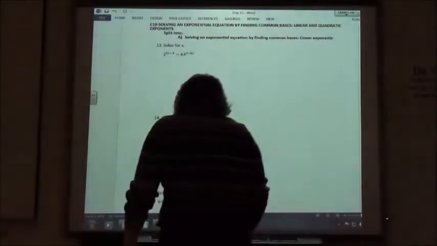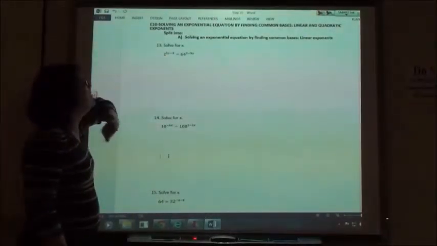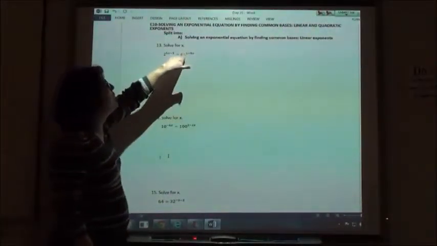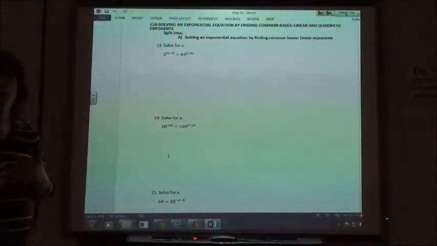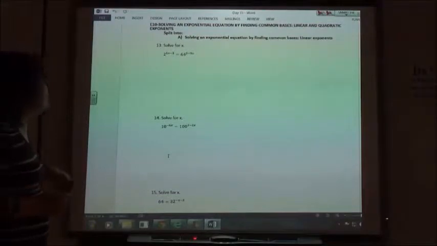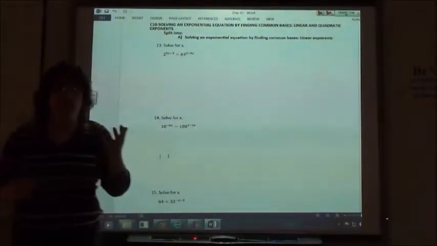So number 13, we are solving exponential equations by finding a common base. I have 2 to the 5x minus 3 and I have 64 to the 3x minus 9. I either need to convert both of them or one of them so they both have the same base. Well, in this case, I can write 64 as a base 2 number.